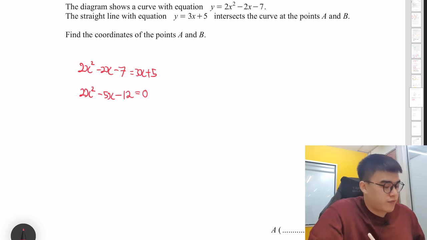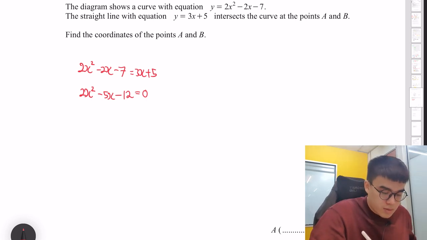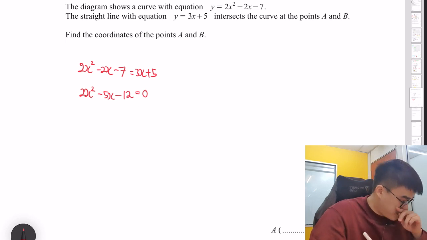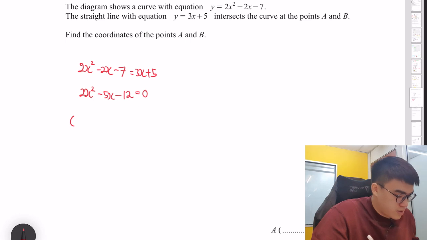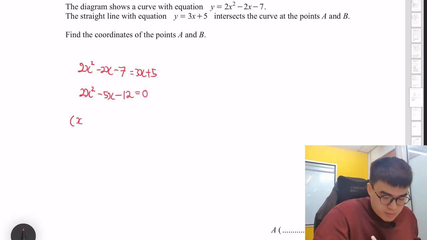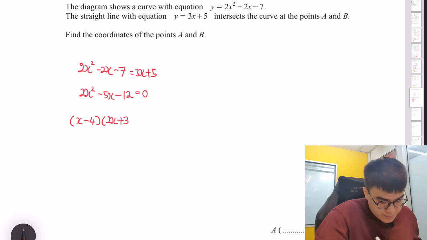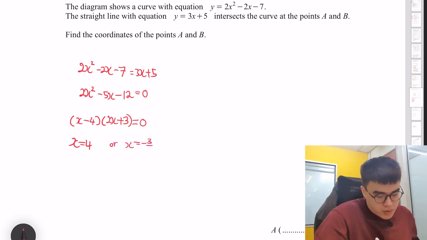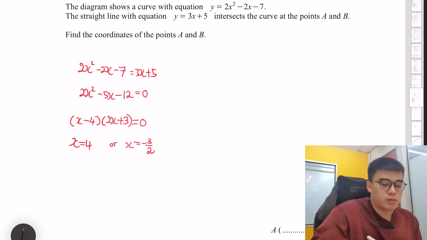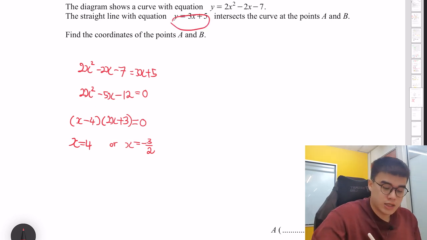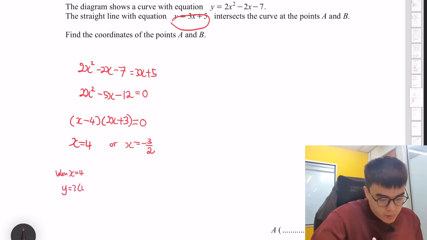So for this, you have to factorize it. So you will get your answer as x minus 4 followed by 2x plus 3. So x will be 4, or x equals negative 3 over 2. So with these two pieces of information, you have to sub them into the y. In our case, I'll be subbing it into this because it's easier. So when x equals 4, y will be 3 times 4 plus 5.